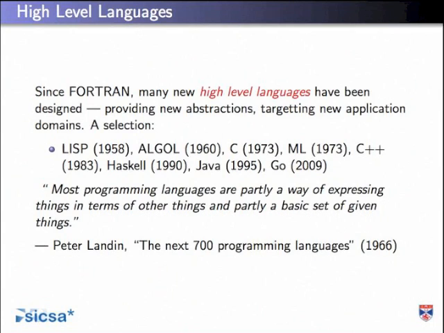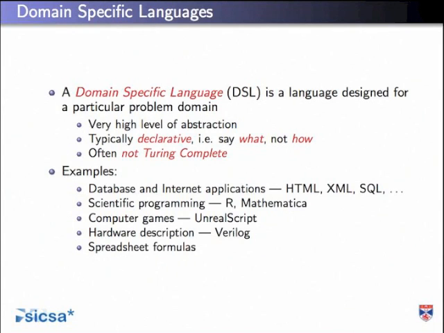Quite a lot of papers begin with the words "the next 700" now as well, if you're talking about generic ways of doing things. One thing he said, very early on in the paper, it might even be the opening sentence, is that most programming languages are partly a way of expressing things in terms of other things, and partly a basic set of given things. So if we can come up with some generic way of describing things in terms of other things, and then give a specific set of given things, that specific set of things is basically our domain knowledge. That's how we write domain-specific languages. So, higher level still. This is where we're getting into more modern times.